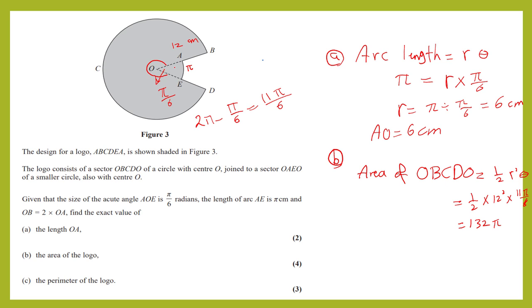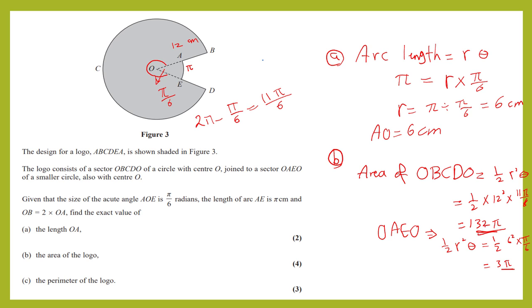If we want to find the area of this small part, so we get the whole area of the logo, it will be this for the small one, which is OAEO, this sector. It will be half r squared theta. You must take care about that. The radius for the small one is 6. So it will be half by 6 squared by pi over 6. So just simplify the 6 with the 6. So it will be half by 6 is 3. So it's going to be 3 pi.